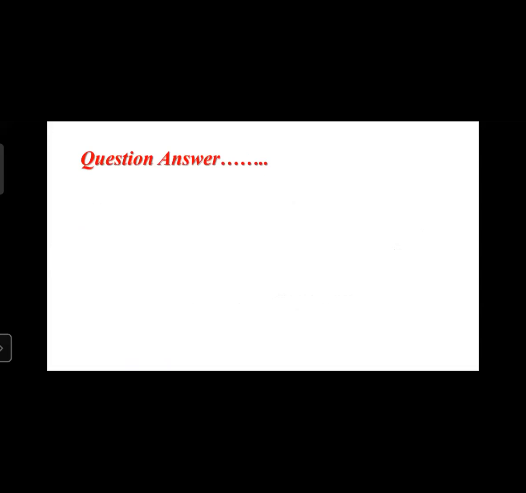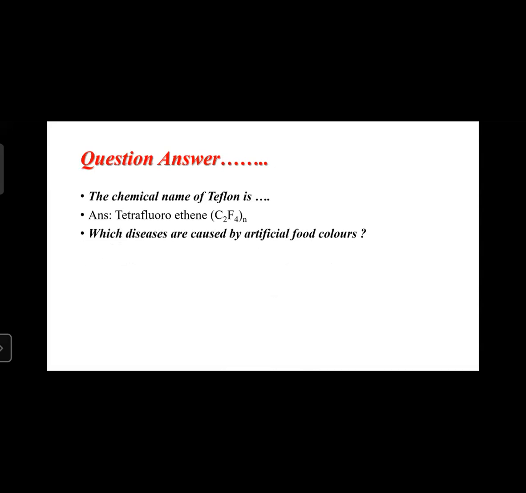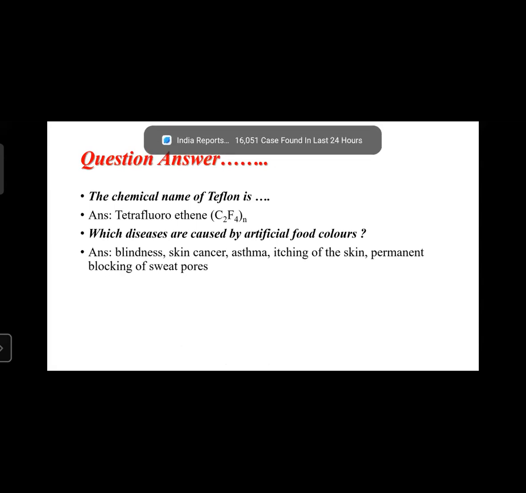Now it's time for question answers. First, chemical name of Teflon. The chemical name of Teflon is tetrafluoroethane. Which diseases are caused by artificial food colors? Blindness, skin cancer, asthma, itching of skin, permanent blocking of sweat pores. These are the diseases which are caused by artificial food colors.